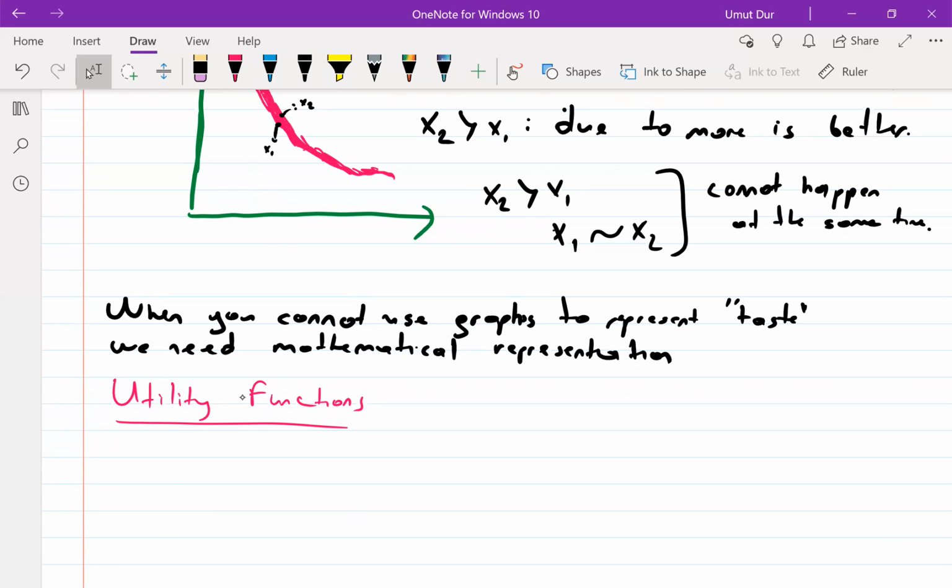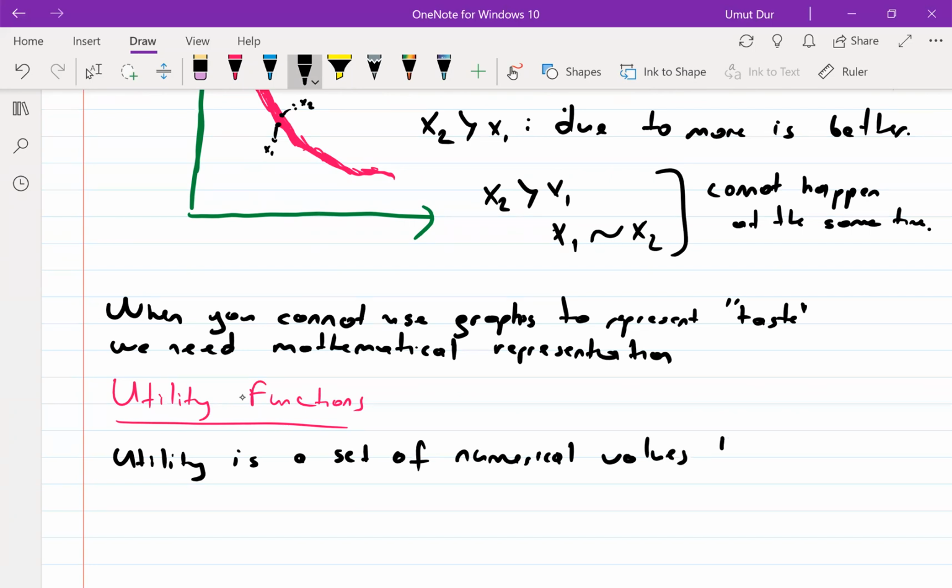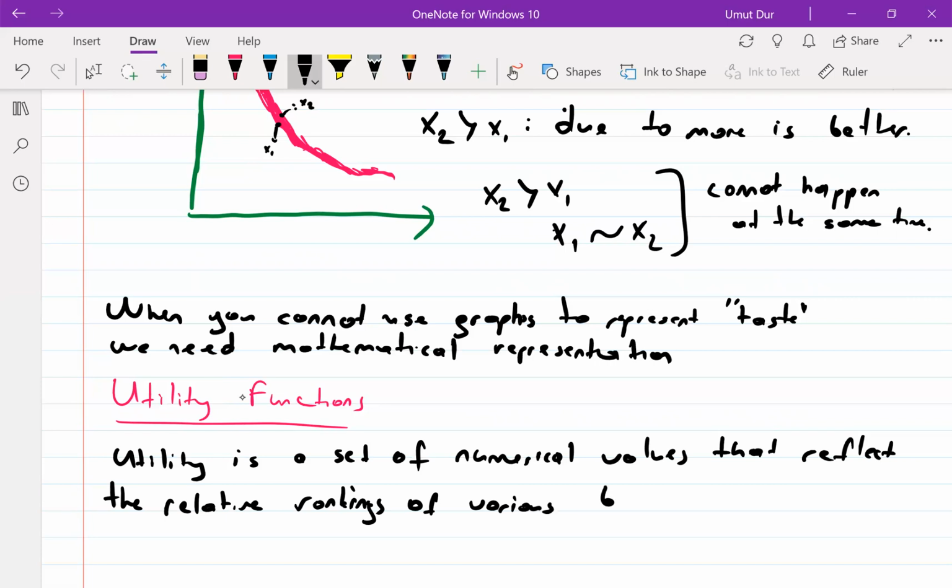Okay. So utility is a set of numerical values that reflect the relative rankings of various bundles of goods.